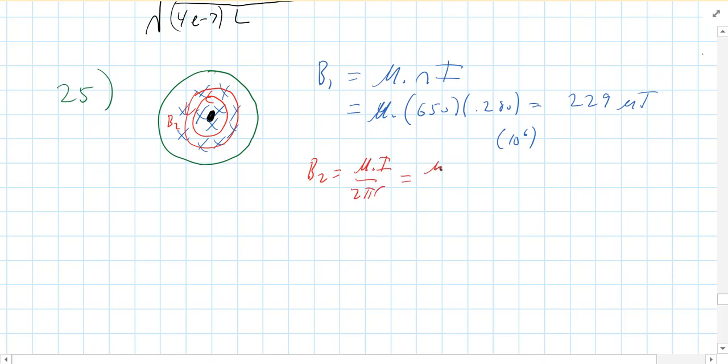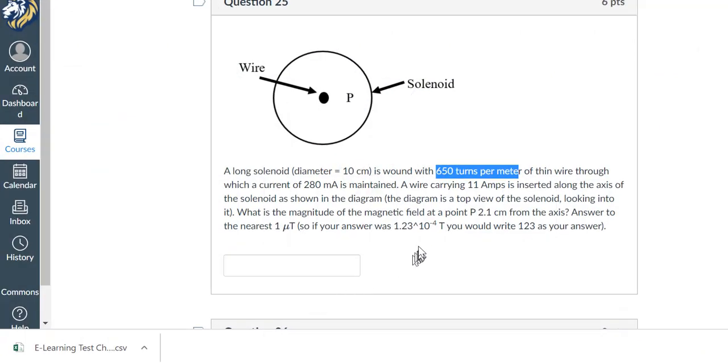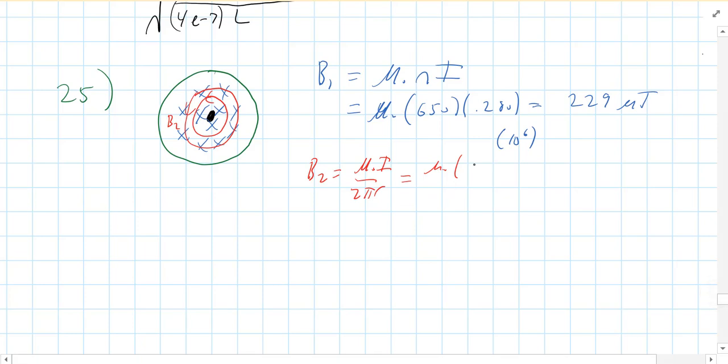For me, the current they gave me was, let me go look here. For that wire, they gave me a current of 11 amps. They said a point 2.1 centimeters from the wire. That's our radius in that equation. So for me, this would be 11 over 2 pi, and then my radius would be 0.021. Same thing here. I'm then going to multiply this by 10 to the 6 to get my microtesla. And when I do that, I get 105 microtesla.